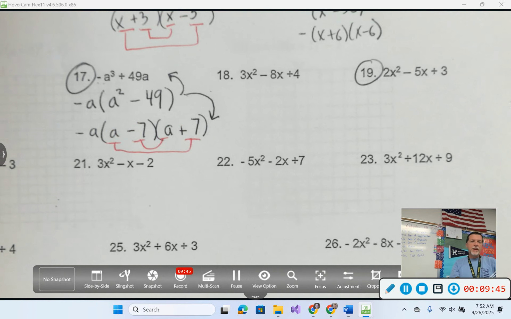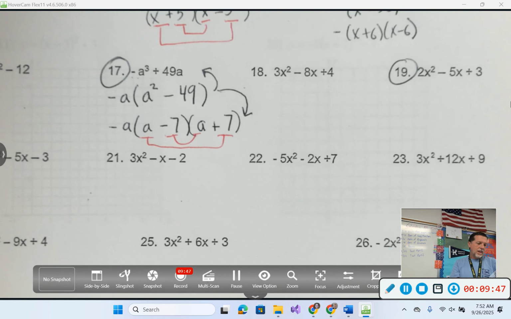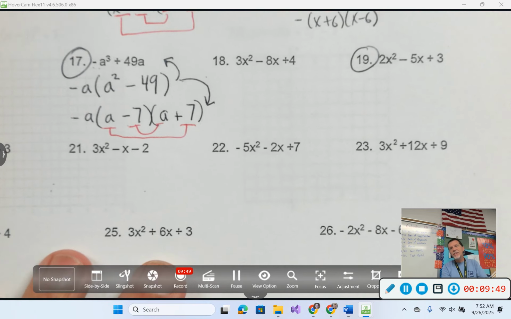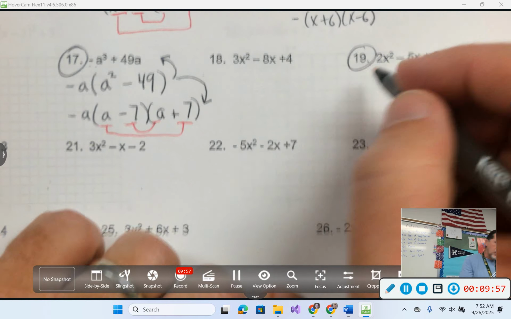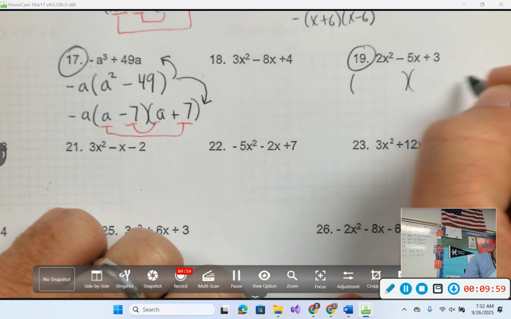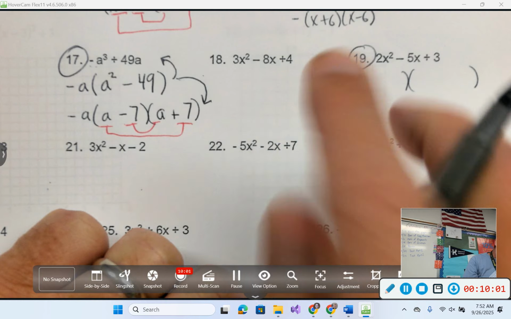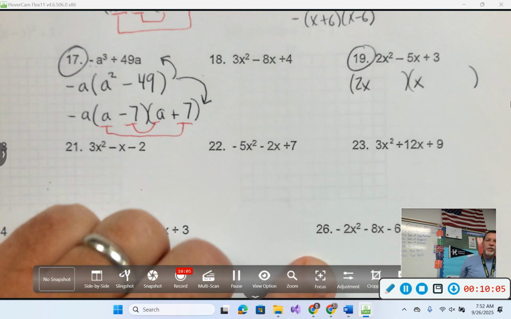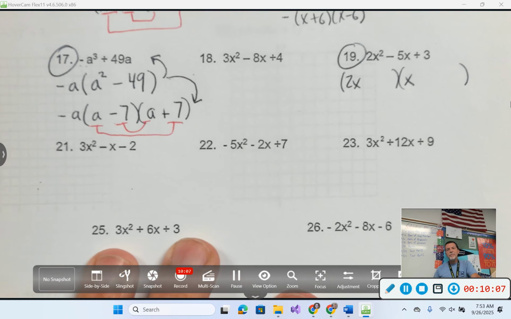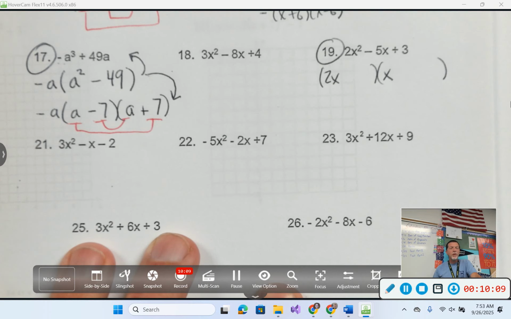Okay, then we get to 19. What makes 19 so scary and frightening? The 2 in front of the X. The 2 in front of the X. Yep. So let's see. One of the x's has a 2. That's a great place to start. One of the x's has a 2. Yep, absolutely. That's the only way we're going to get 2x squared.